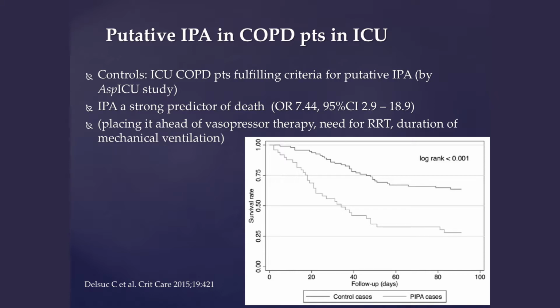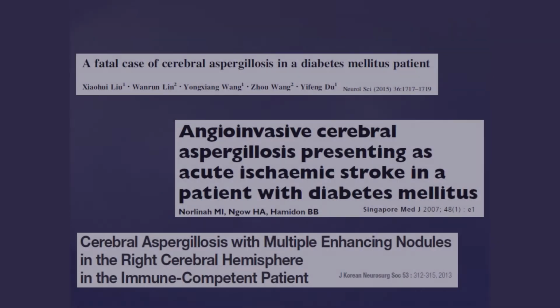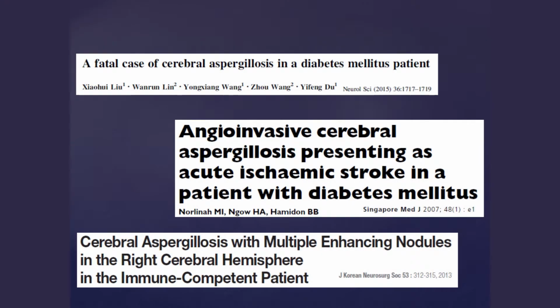But if you look at this, and you do a proper case control study, you find that IPA is a strong predictor of death, and a more important predictor of death than some of these standard things that you think of, predict a poor outcome in an ICU patient, such as the need for renal replacement therapy or vasopressor therapy.